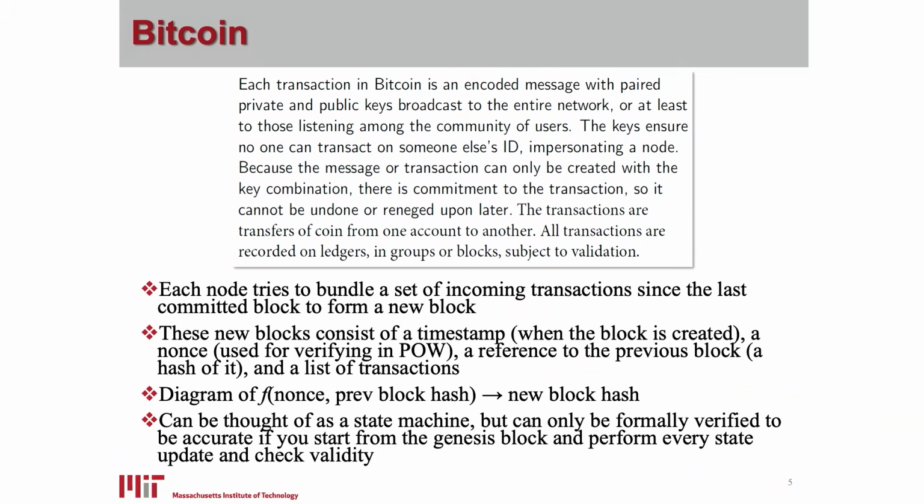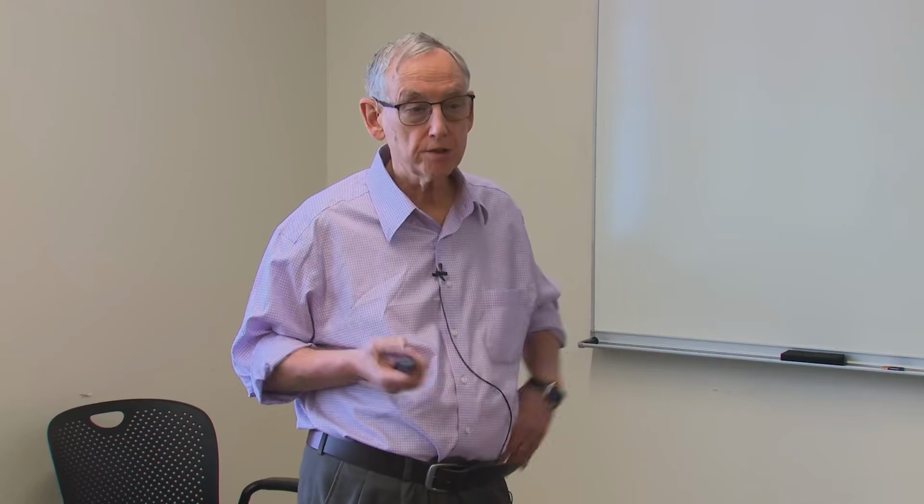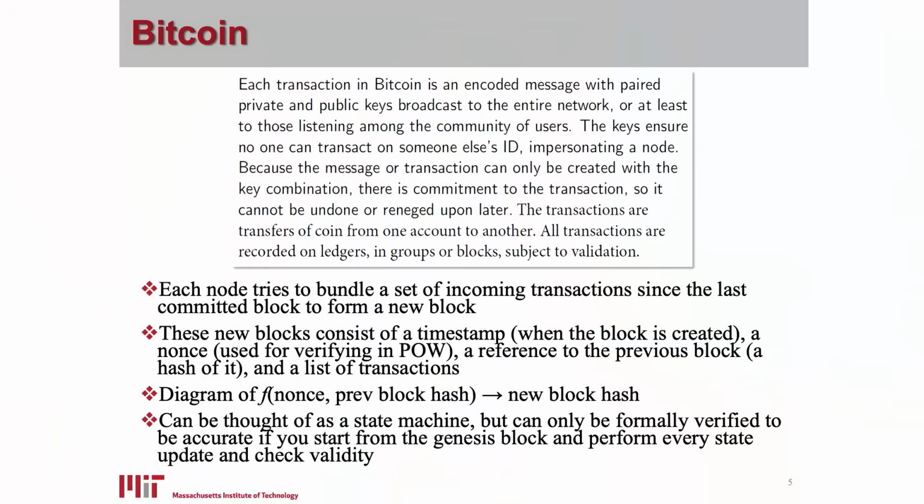So this is how you create new blocks from previous blocks, and this is a curious item. The blockchain for Bitcoin can be thought of as a state machine, but actually it's not giving you the current state automatically. You have to go back to the whole history of transactions since the Genesis block in order to get the current state, which is a bit odd, but that's the way Bitcoin was constructed.